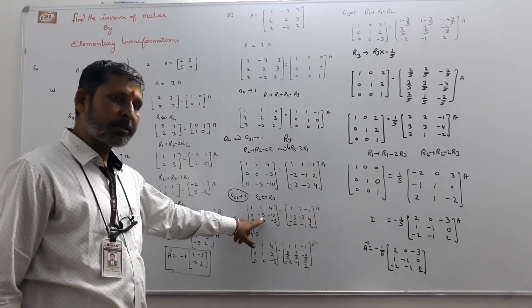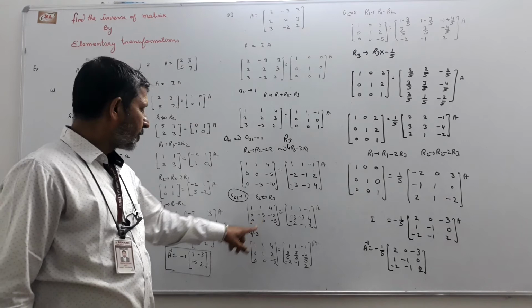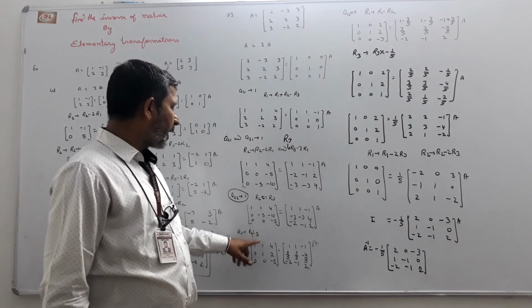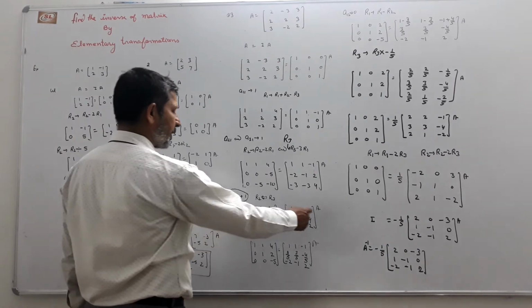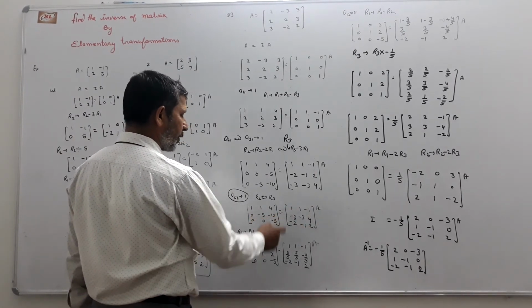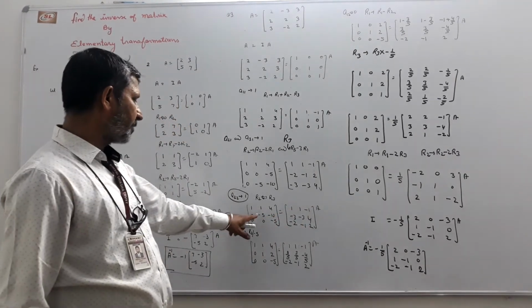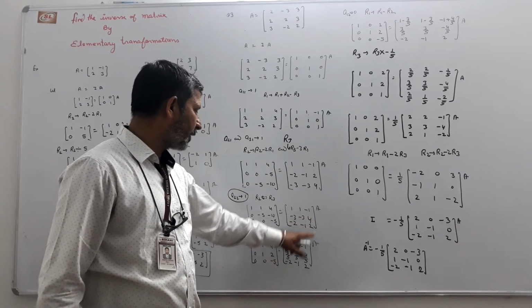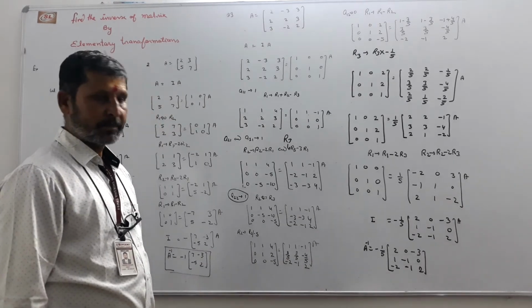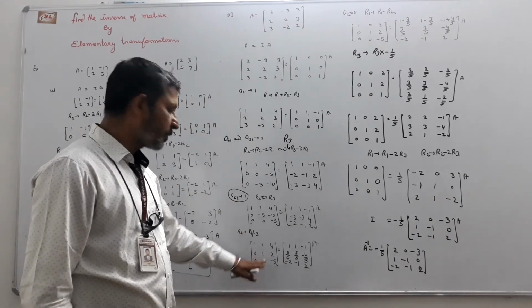After this, how can we change this one to 1? So R2 is divided by minus 5. First row as it is, third row as it is. Only the second row is divided by minus 5. 1, 2 upon 5, 3 upon 5, 3 upon 5 and minus 4 upon 5. So now we check A22 becomes 1.